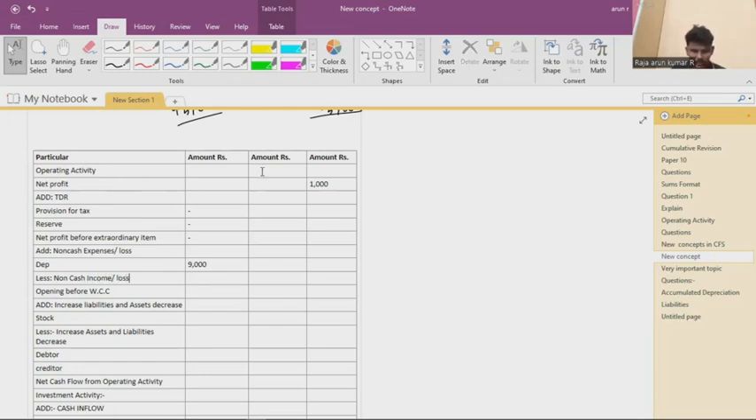Then non-cash income and gain. There is no non-cash income. There is 9,000. Total of 9,000. Operating profit before working capital changes is 9,000. I take the same step. Profit before working capital changes is rupees 10,000, added with the net profit.